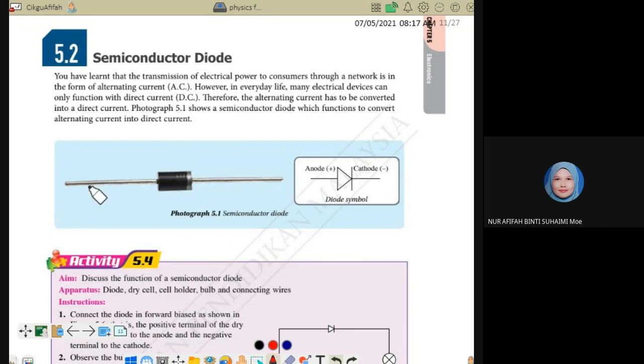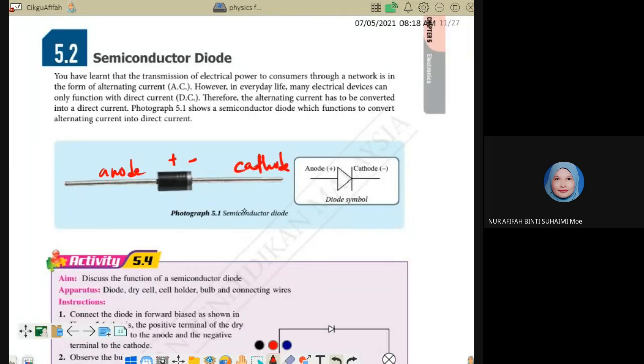So this is the structure of the diode. Ini punya symbol. This is the symbol. Anode and cathode. So the silver color here is negative and the black color is positive. So positive, negative. The symbol is a triangle and one vertical line here lah, at the end. Positive, negative. Okay, positive anode. So this is the anode. This is the cathode.